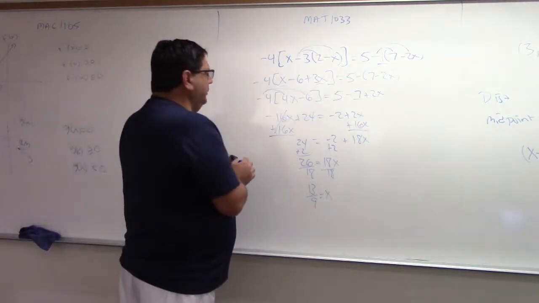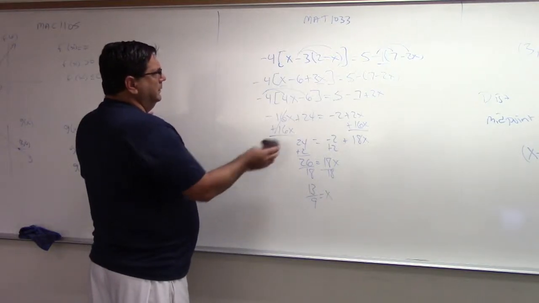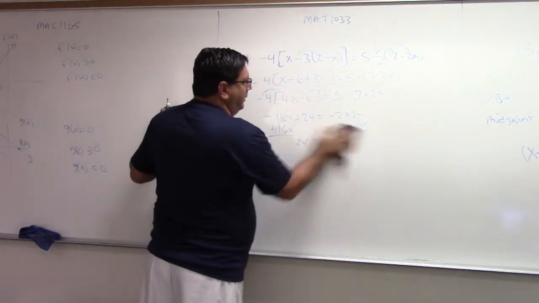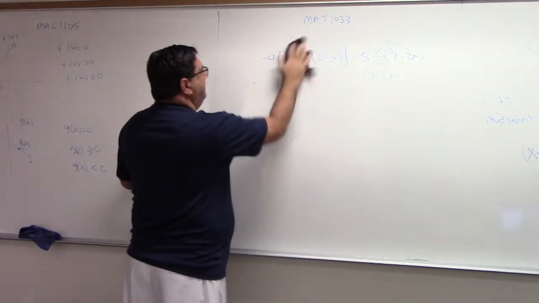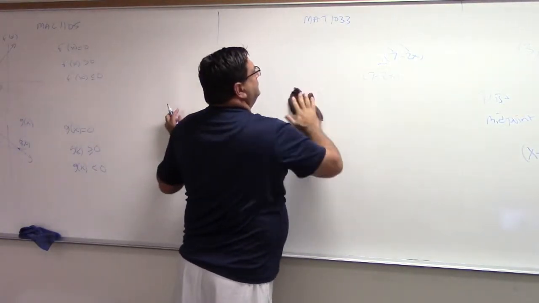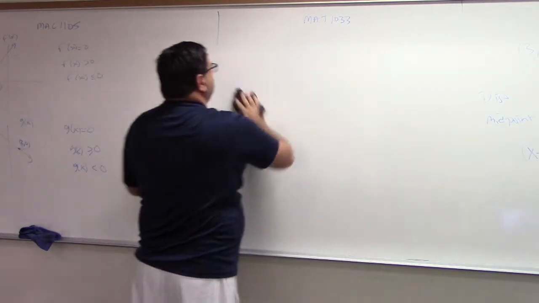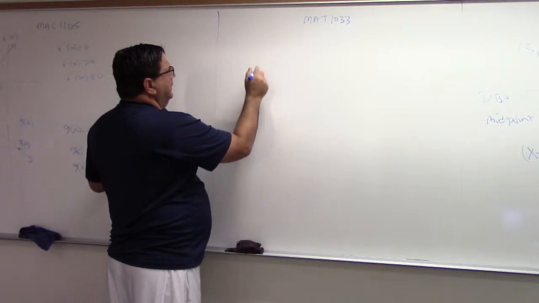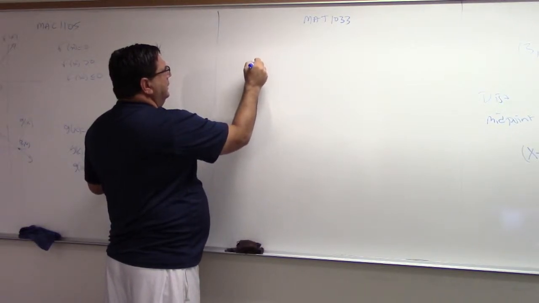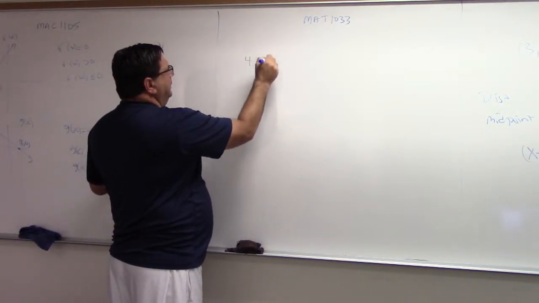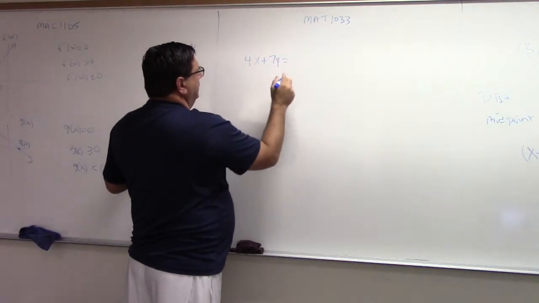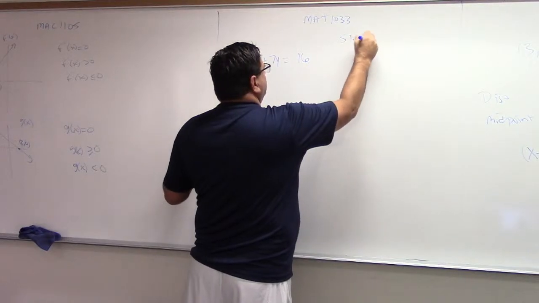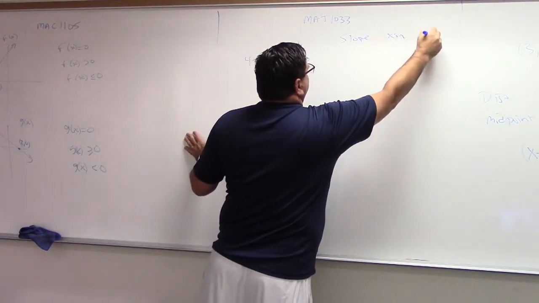All right, so here's what we want to do now. I'm going to erase this part. I'm going to erase this part, and we're going to go 4x plus 7y equals 16. I want to find the slope, the x-intercept, and the y-intercept.